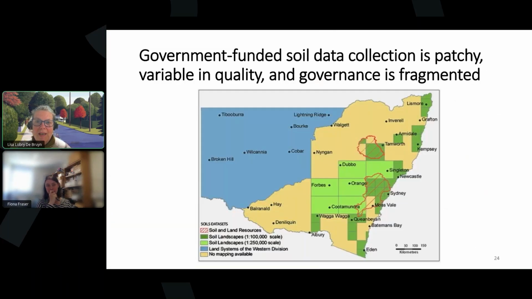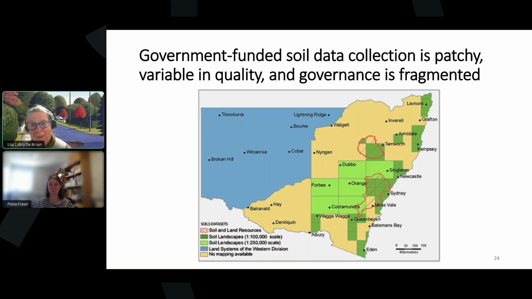So this is showing you New South Wales in Australia, where over many years they've collected various types of information. Most of this data was collected in very different programs. What you can see here is that the collection is quite patchy, it's probably variable in quality, and the governance of that data is quite fragmented.